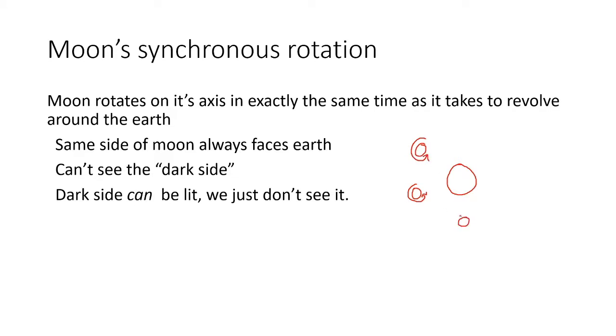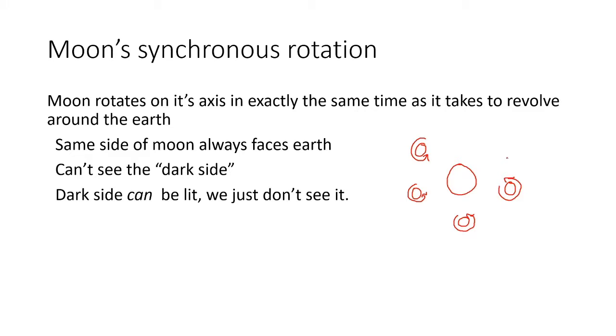In a way, it's almost like Ptolemy's epicycles. But it's not wobbling, it's just the spin of the moon. And what this in practice means is that the same side of the moon always faces the Earth. We can't see the dark side of the moon, or what we call the dark side of the moon.